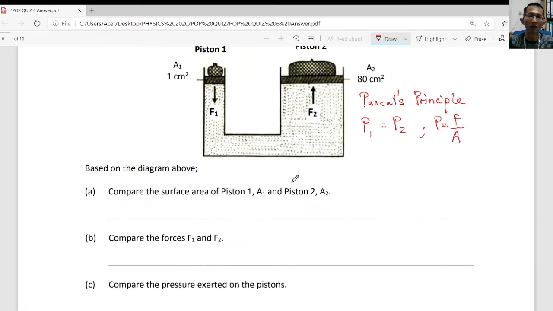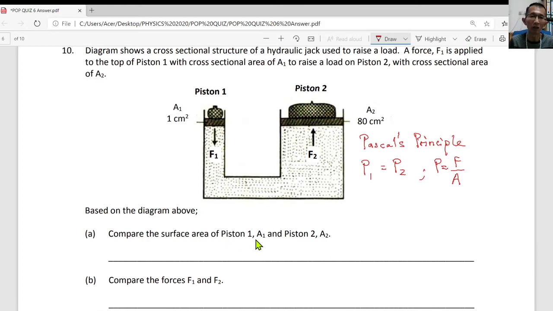Remember that pressure equals force divided by area. Let's answer the question. Compare the surface area of piston 1 and piston 2. This is an easy question, just comparing. So how do we answer this? You must write down the quantity that is to be compared. Here the quantity is the surface area. So we write the surface area of piston 1 is smaller than that of piston 2.